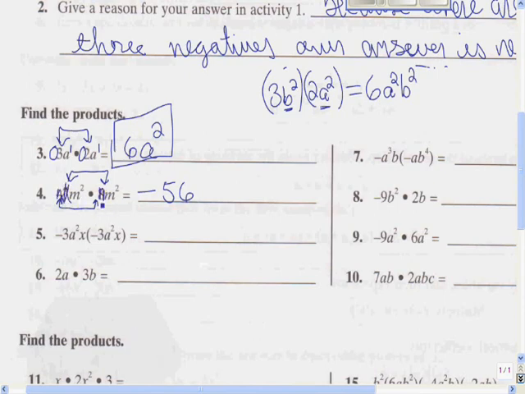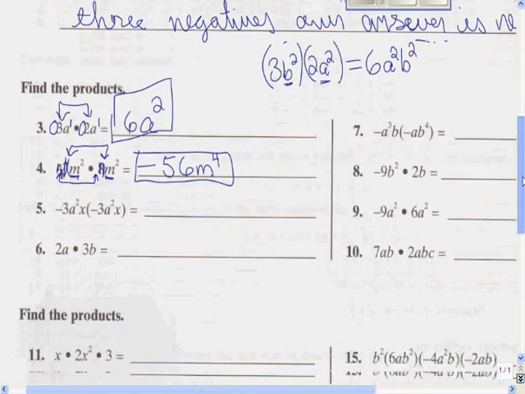Now we're going to do our exponents. Well, the variables are the same, so that means we can add these exponents. So we're going to get m, and what's 2 plus 2? Hope you said 4. 2 plus 2 is 4. So that's our answer, negative 56 m to the 4th power.